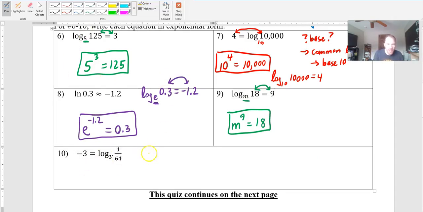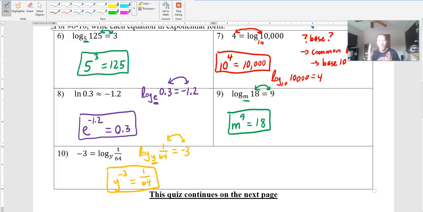One more for this section here. So again, if you wanted to write the logarithm on the left, not that you have to, but we've got a fraction here, and that's okay. A fraction is just a number. So my base is y, and we're going to switch the fraction with the negative 3. So y to the power of negative 3 is equal to 1 over 64, and there's the equation in logarithmic form. We are done.